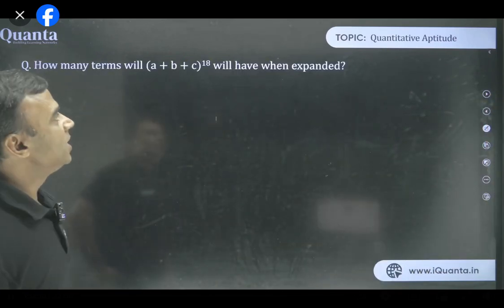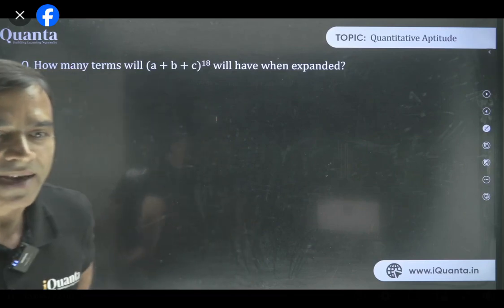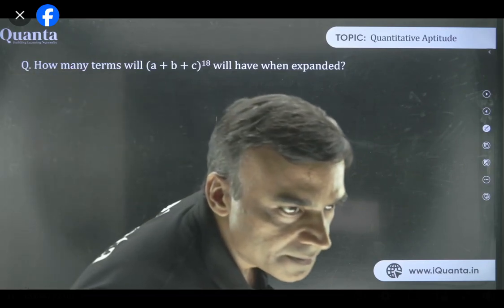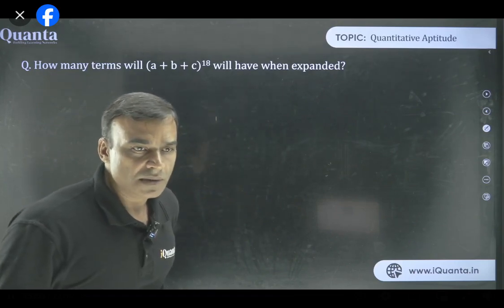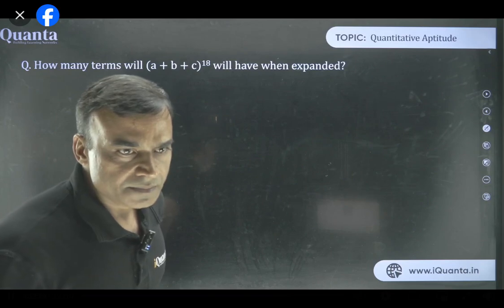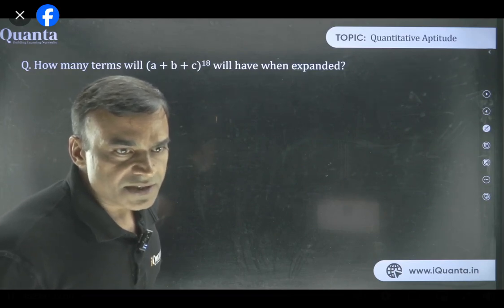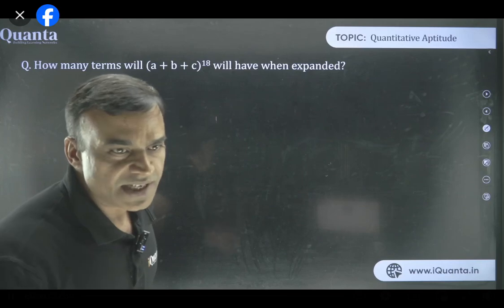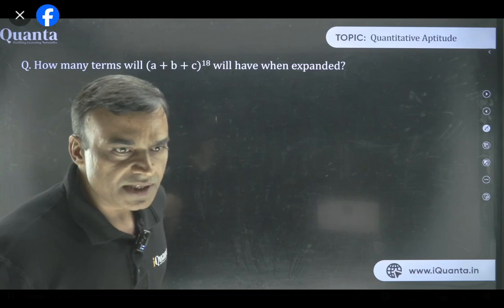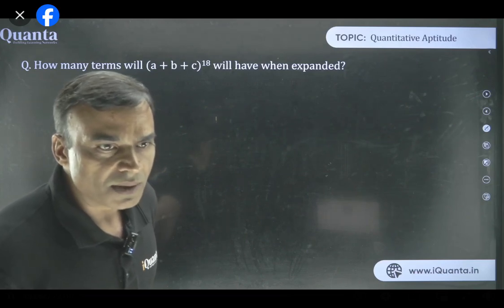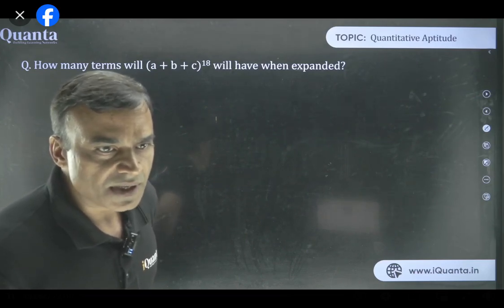This one. How many terms will this have when it is expanded? You can ask me anything, any topic of quant, any MBA exam. But what I suggest is, the way you have been sending your doubts, जैसे आप करते थे वैसे ही करो, ठीक है? I'll keep checking if there is anything, I'll put it, I'll answer, I'll respond. Don't worry about that, ठीक है? Otherwise, you can ask me anything.